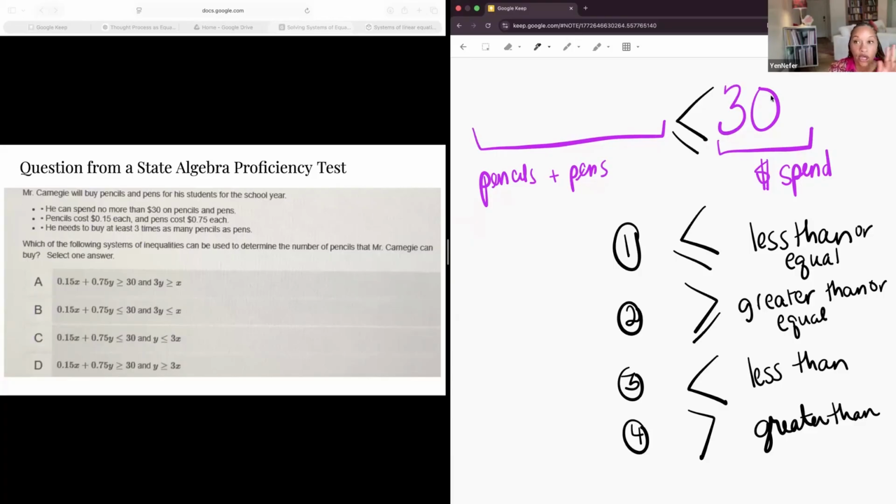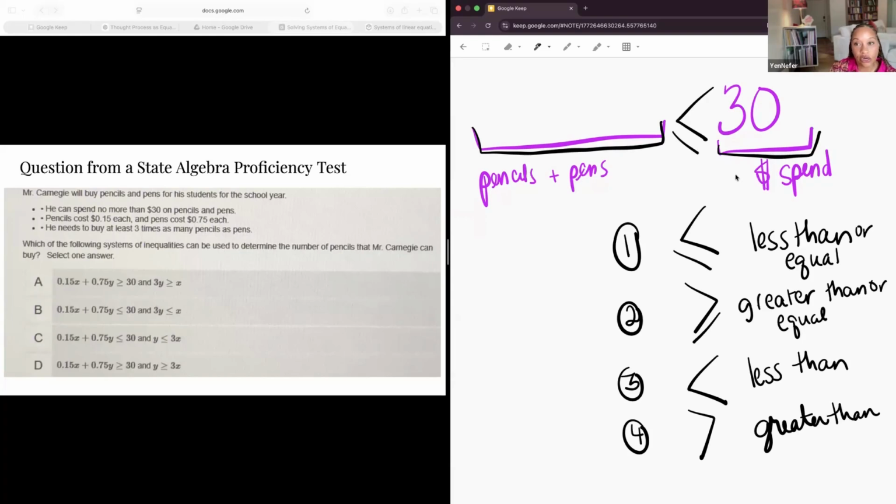Now, here's the thing, depending on where you place what, you've got to be careful that you place the symbol the right way. Okay. So again, the symbol is showing the relationship between what's on the left and what's on the right. So what you're essentially saying here is the cost of the pencils and pens is less than $30 or equal to $30. That's why it goes this way.